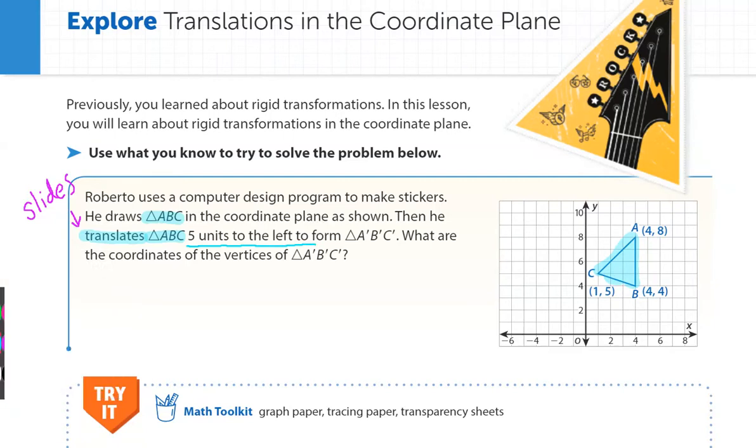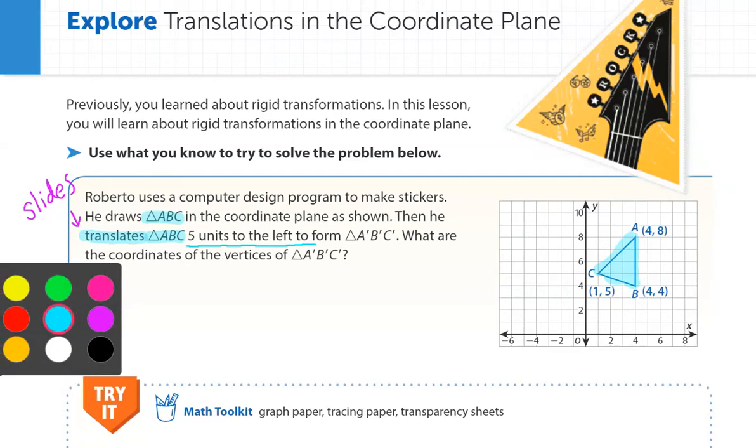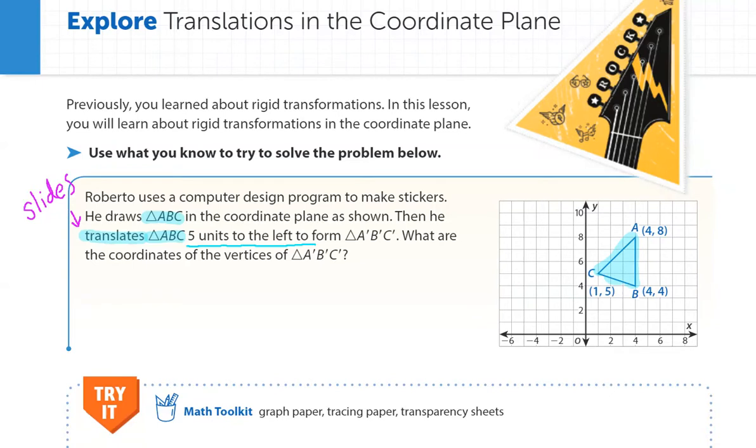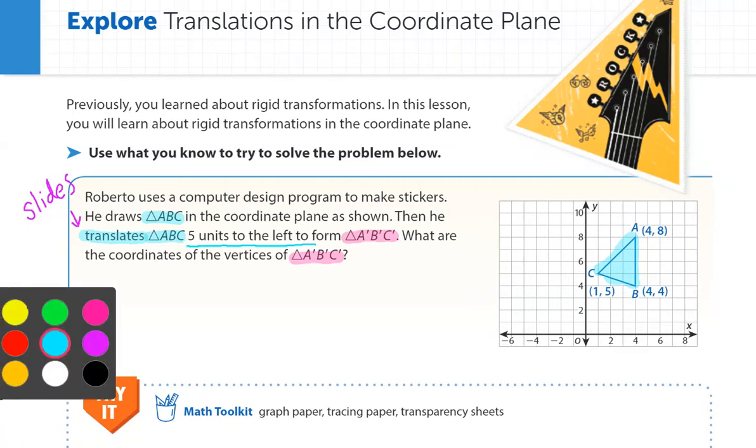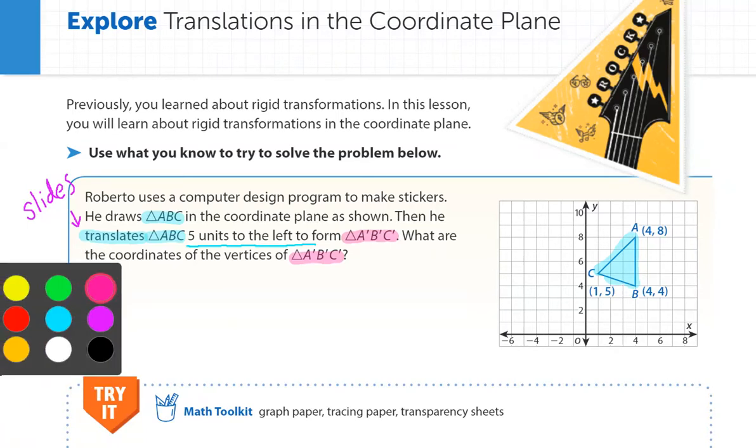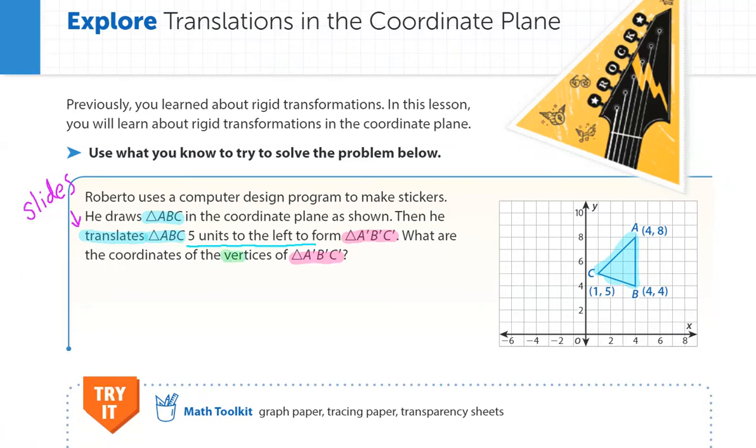And this is going to form our image, which will be named triangle A prime, B prime, and C prime. See that little tick mark at the top? That means you call it prime. It means it's an image. What are the coordinates for the vertices for triangle A prime, B prime, C prime? And I'm going to put myself a reminder here: vertices means corners.